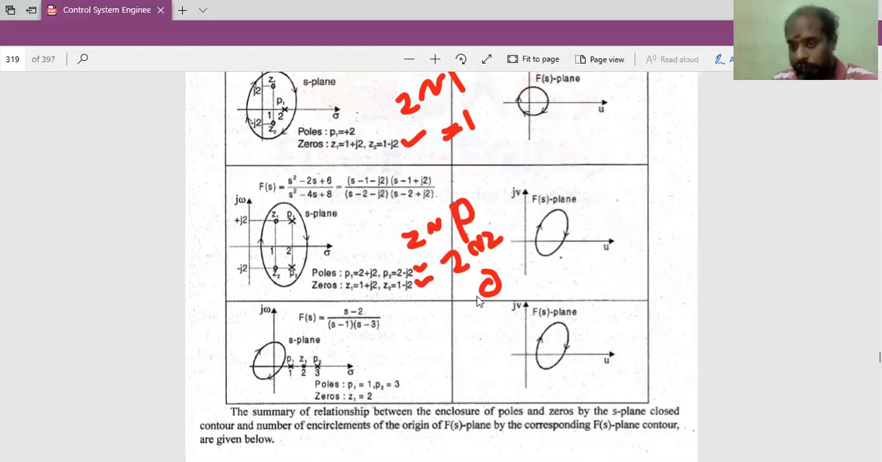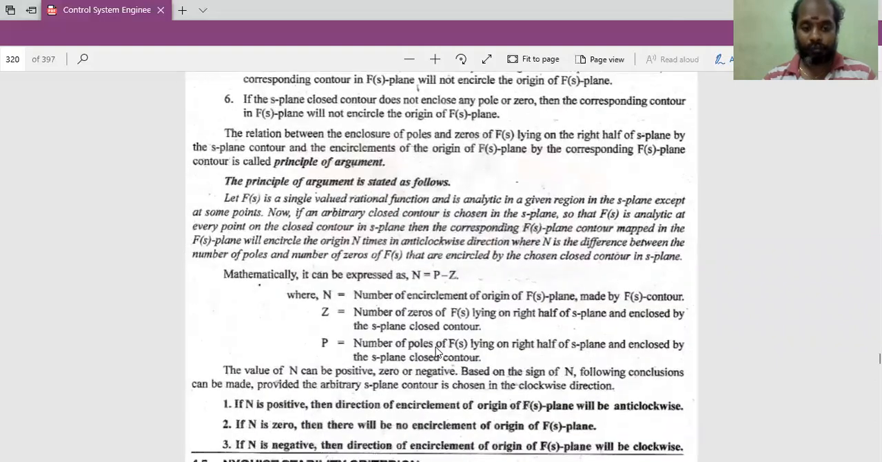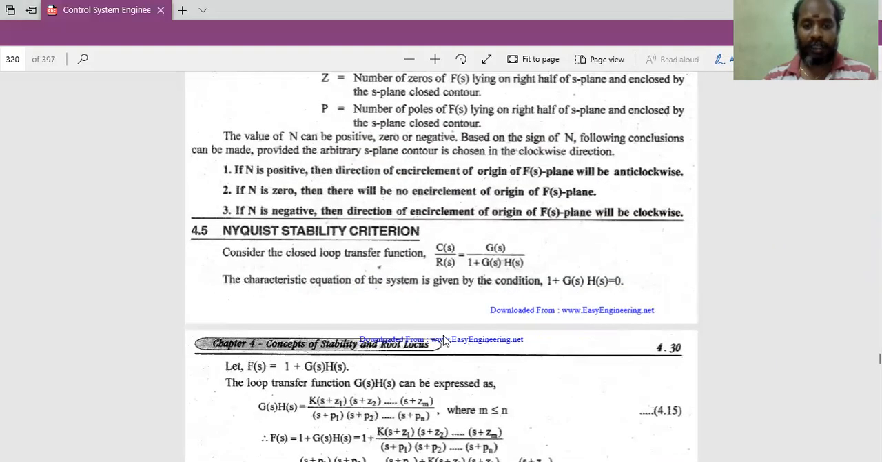So these two cases. So this is generally the stability that is determined using the mapping between the S plane and the F of S plane. Now, if you go really for the definition for Nyquist stability, you can see it here. This is the characteristic equation we take for stability: 1 plus g of s h of s.